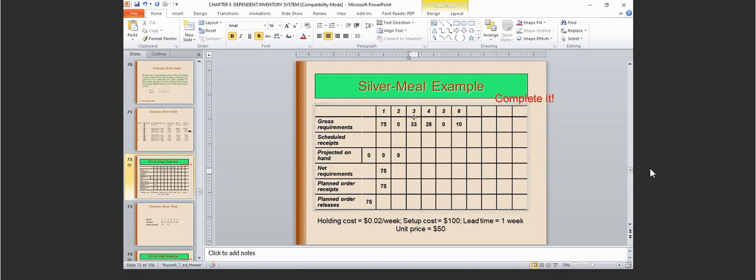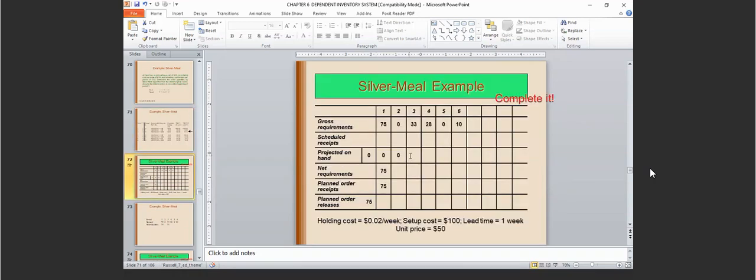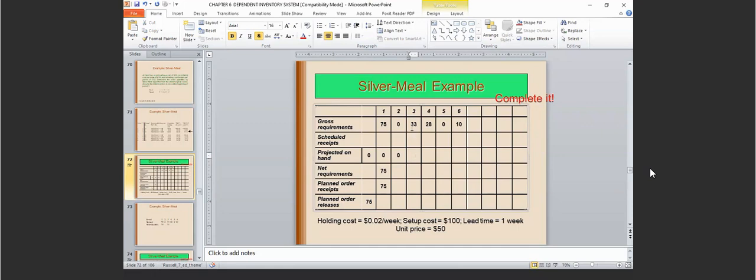Let me see the next period here. So we stop the order quantity for period 1 and period 2. The next period to be analyzed starts with period 3. In period 3, we have a gross requirement of 33 units and the net requirement will be 33 here. So we need to determine the planned order receipt quantity using the Silver-Meal algorithm.